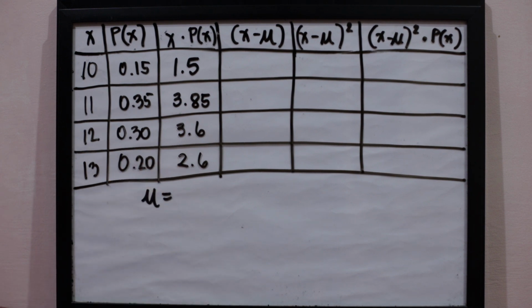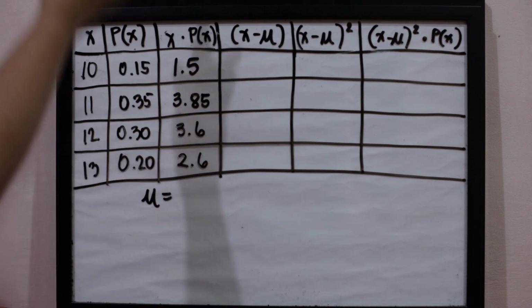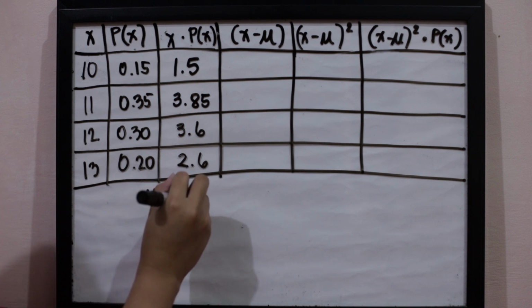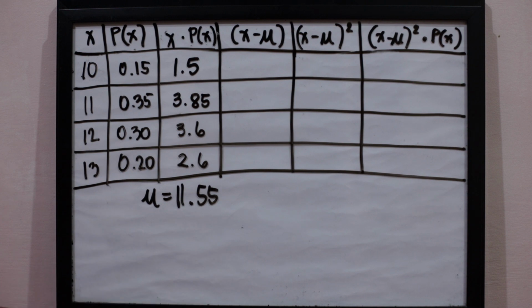Charot. So, getting the mean, we just add everything in this column. Kasi nga, ang sabi, in getting the mean, you just get the summation of x multiplied by the probability of x. So, ang gagawin natin is i-add natin lahat. So, 1.5 plus 3.85 plus 3.6 plus 2.6. Edi the answer is 11.55. So, yan na po yung ating mean.